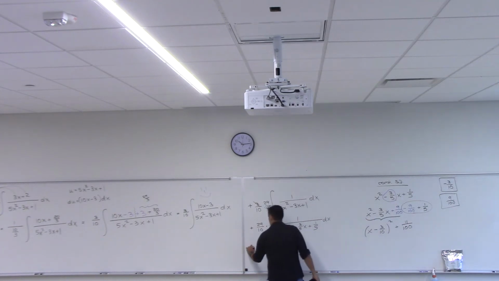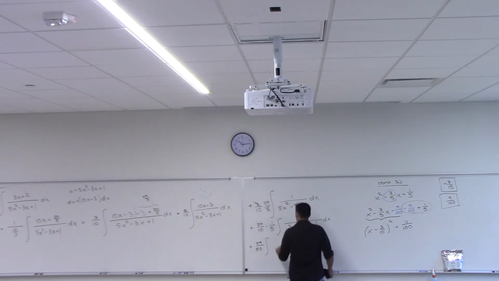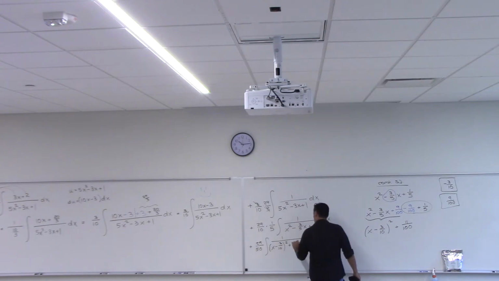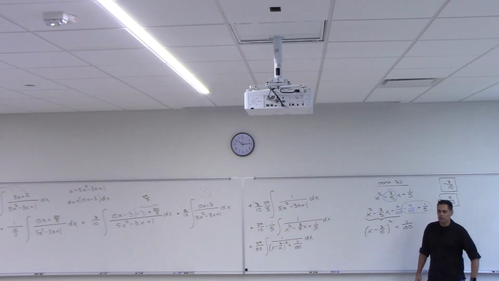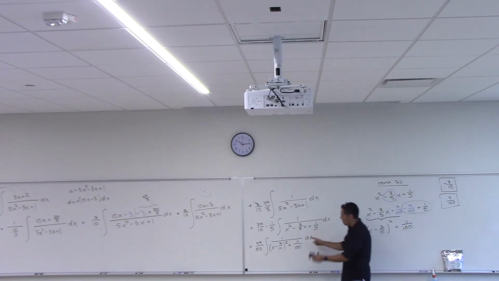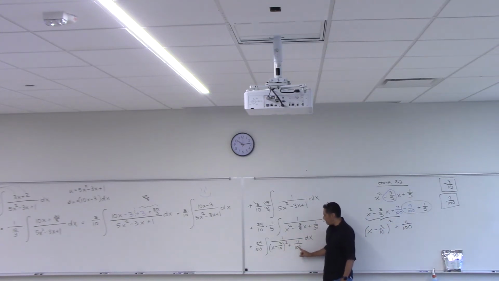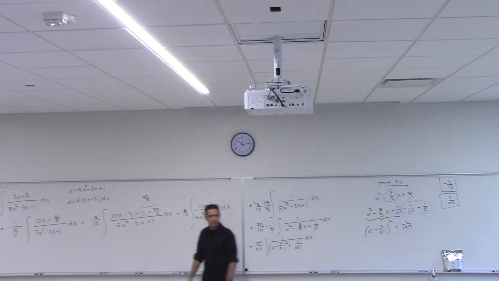All right, plus, let's keep going here. 29 over 50 integral of 1 over our completed square thing, x minus 3 over 10 squared plus 11 over 100 dx. I think we're good. That's the completed square on the bottom. This looks like 1 over u squared plus a squared. That's an easy one. So can we get our final answer now? Yes.